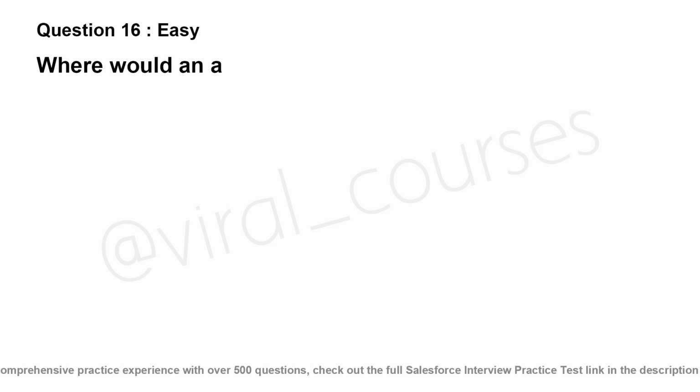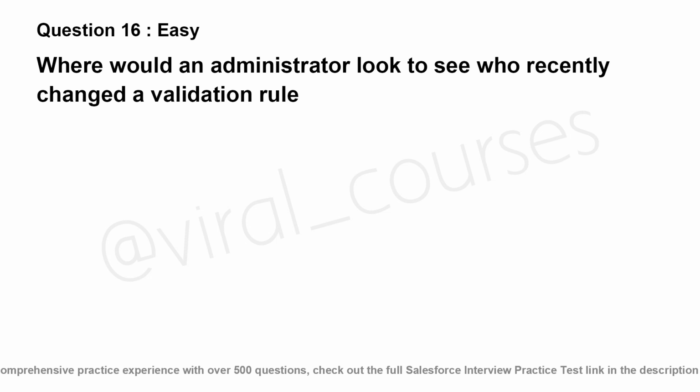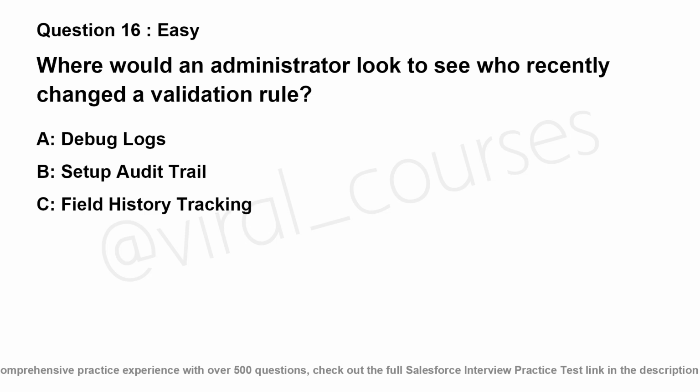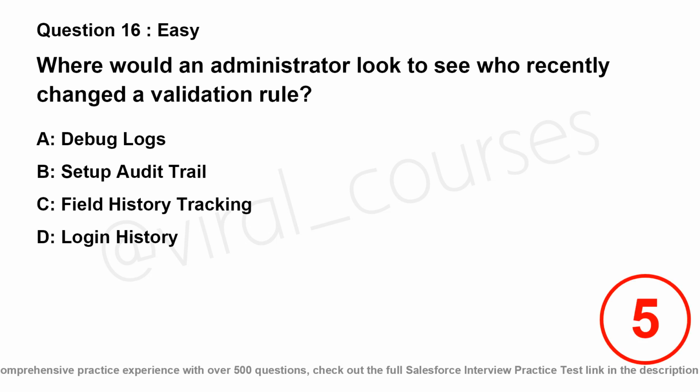Where would an administrator look to see who recently changed a validation rule? Option A. Debug logs. Option B. Setup audit trail. Option C. Field history tracking. Option D. Login history.